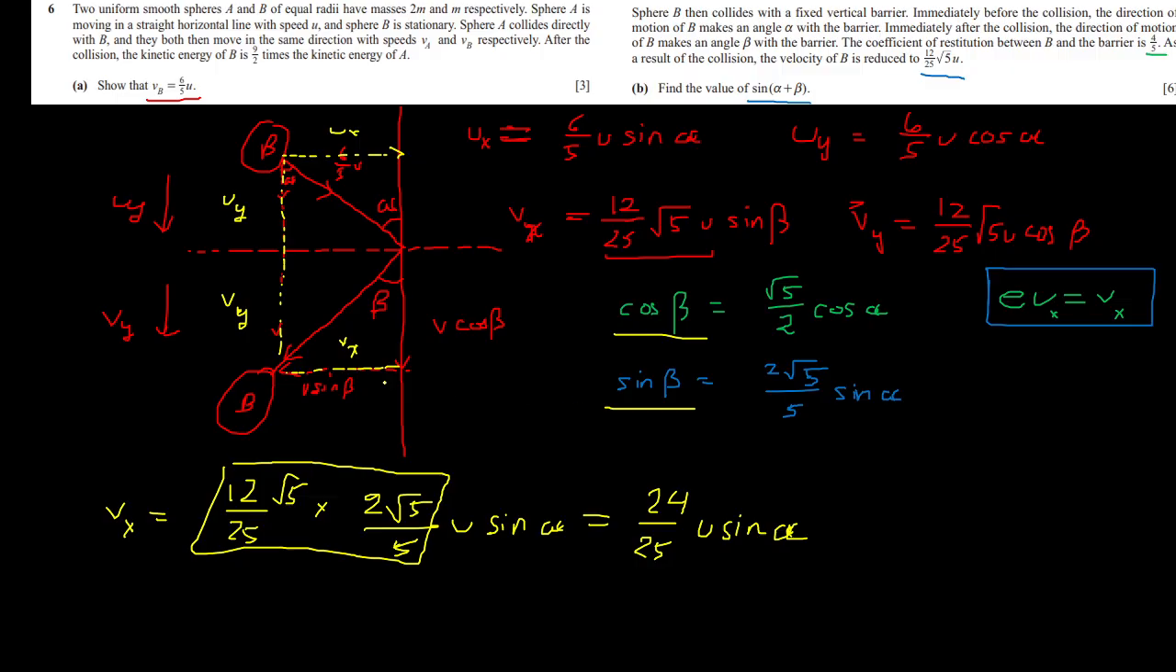This is the final velocity horizontally, and Vy, now that's just going to be 12 root 5 by 25 times cos beta. Now cos beta is root 5 by 2 cos alpha, and yeah, we can do this also.